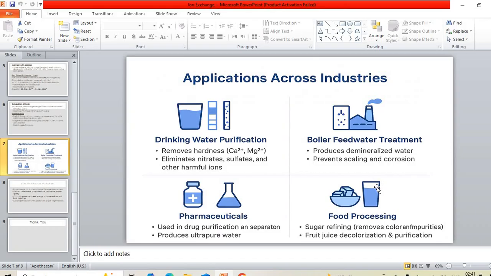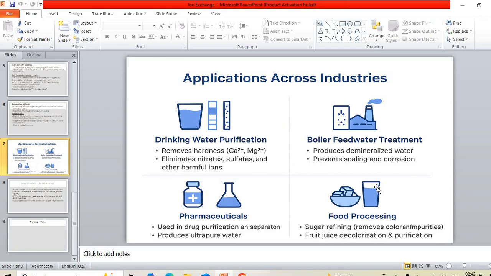And the application, let's go to the application. The application is used in so many areas, but the most common is drinking water purification, water plants, removing calcium, magnesium plus, which removes the hardness of the water. This is a very important process, and also eliminates nitrates, sulfates, which are considered harmful ions.